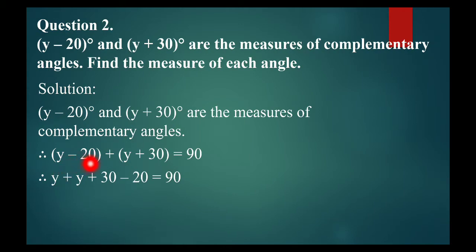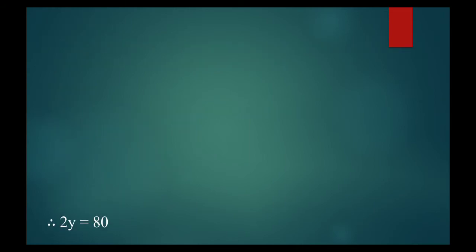So y minus 20 plus y plus 30. I will bring the variables together and the numbers together. So y plus y I will write together, 30 minus 20 I will write together, is equal to 90. y plus y is how much? 2y. 30 minus 20 is how much? 10. Now when I bring this 10 from this side to this side, plus 10 will become minus 10. So therefore 2y is equal to 90 minus 10. 90 minus 10 is how much? 80. Therefore y is equal to 80 divided by 2.